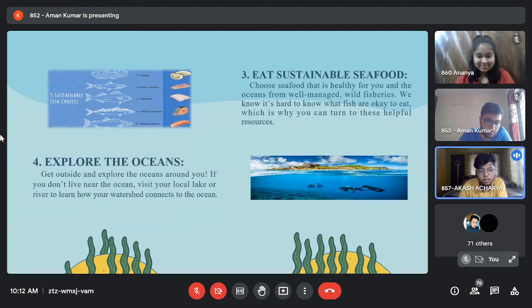If you don't live near an ocean, visit your local lake or river to learn how your watershed connects to the ocean. There are plenty of online opportunities to explore the ocean too. Dive into the Ocean Marine Life Encyclopedia to read fun and interesting facts about all kinds of animals, from sharks and seals to octopus to clownfish.